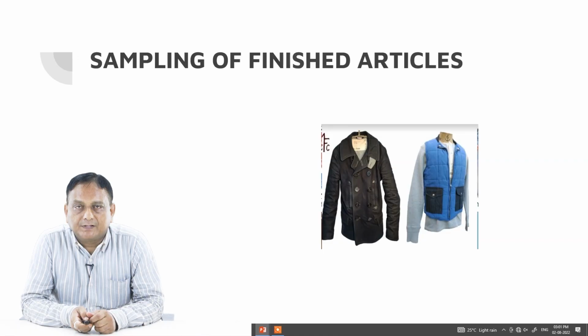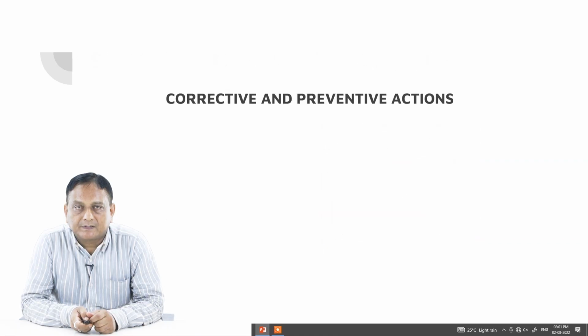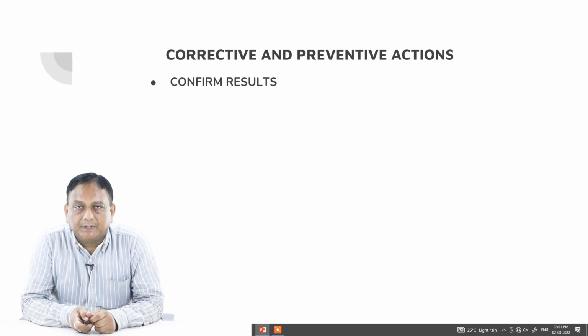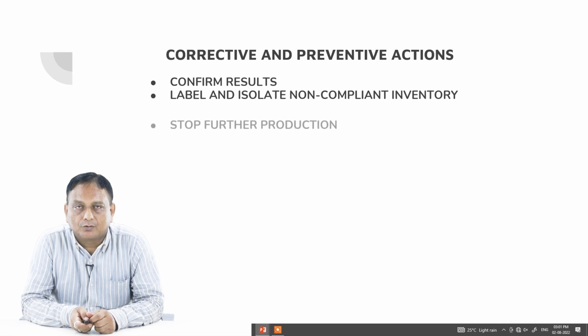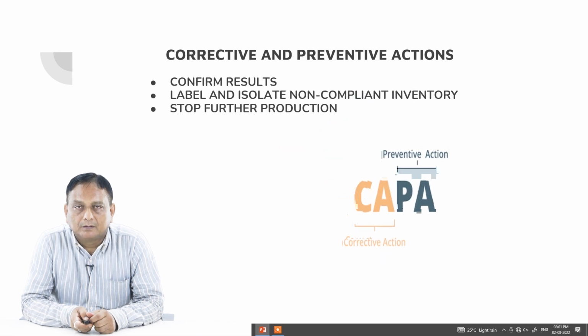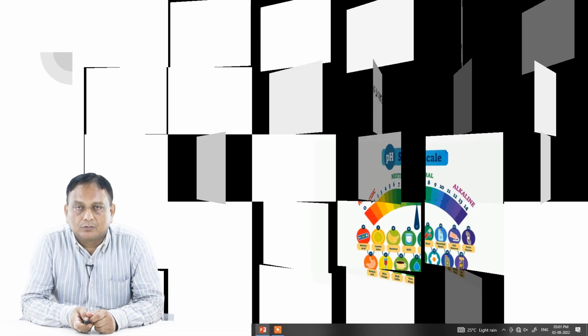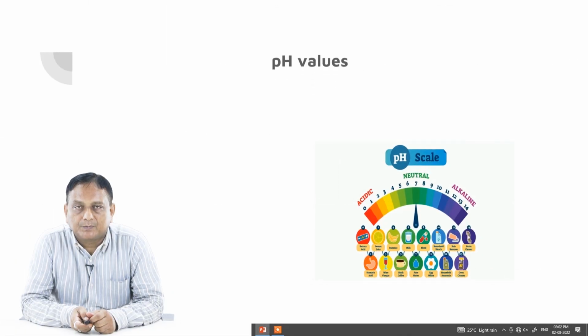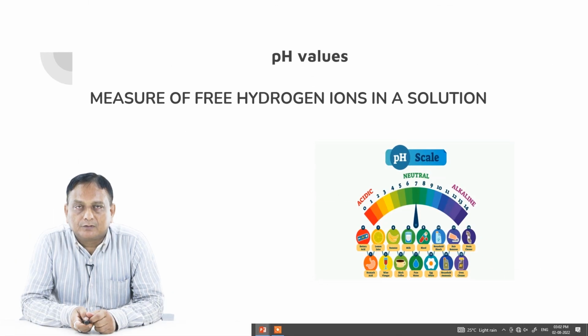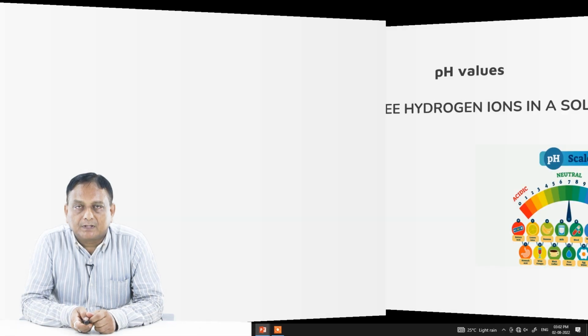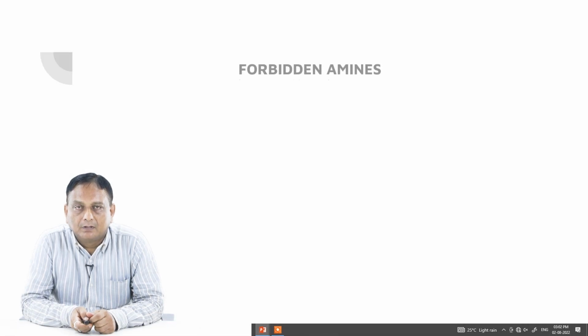Now sampling of the finished article also is important: how the samples are drawn. Corrective and preventive actions from the results also are very, very important. So once it is detected, we have to stop the production, so a corrective action plan must be ensured. pH value also plays an important role. It measures the free hydrogen.